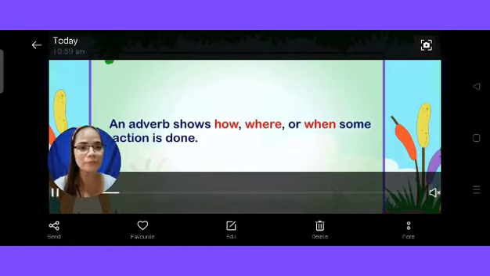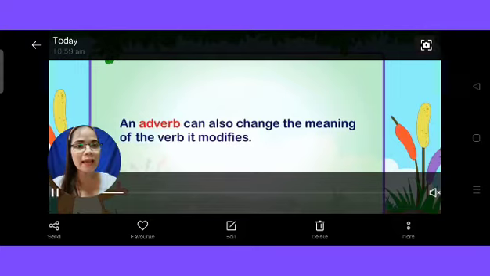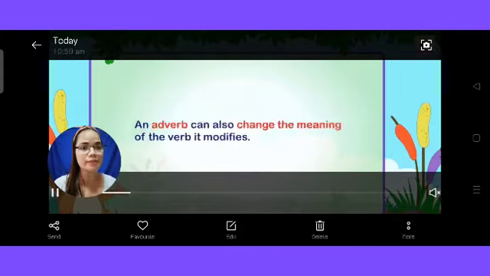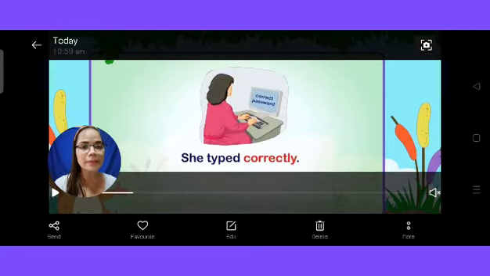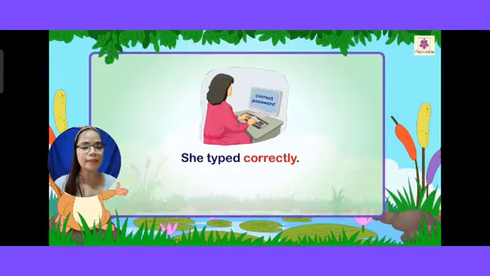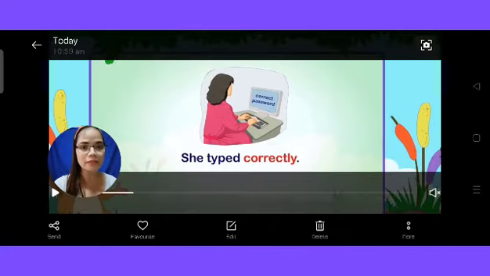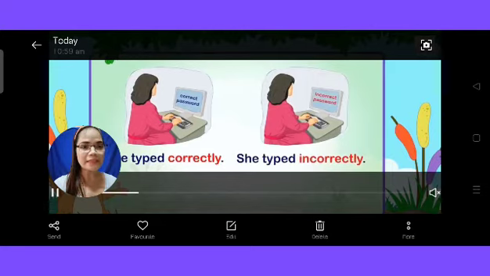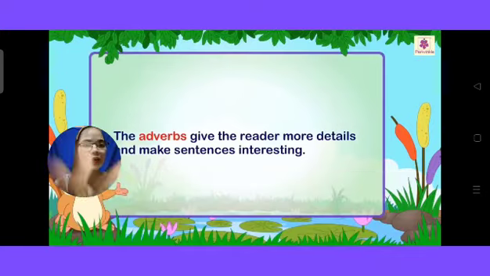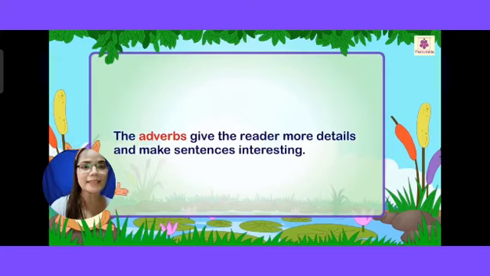Okay, let's continue. An adverb can also change the meaning of the word it modifies. For example, she typed correctly. The color red word correctly is an adverb. Let's continue. She typed incorrectly. The adverb gives the reader more details and makes sentences interesting.